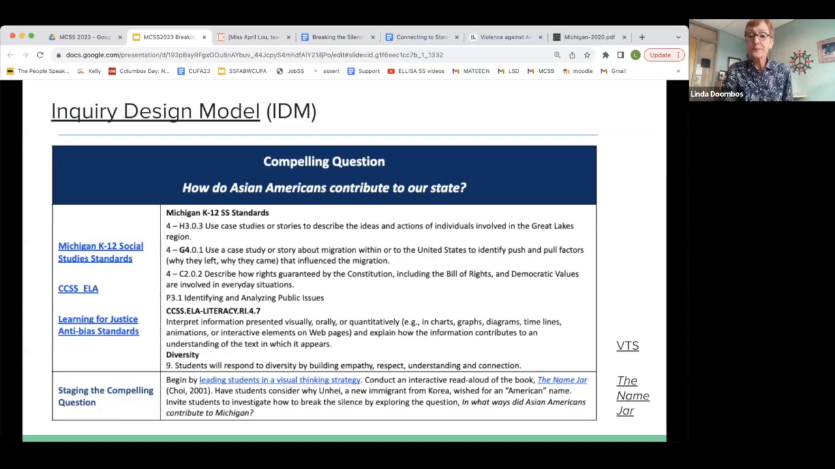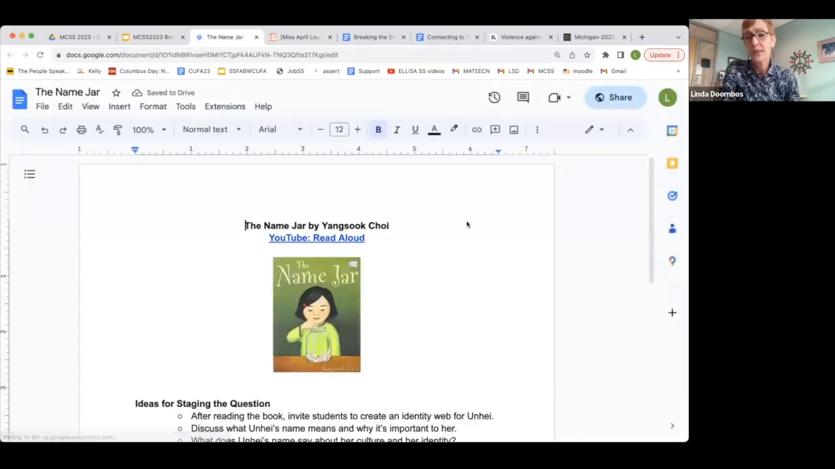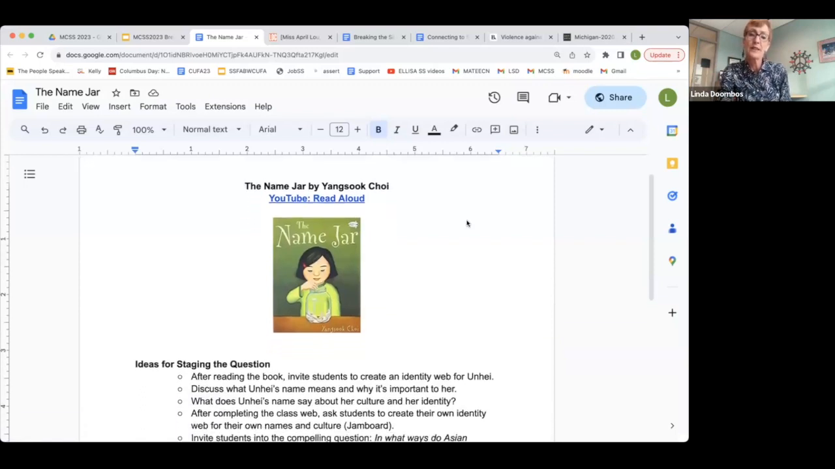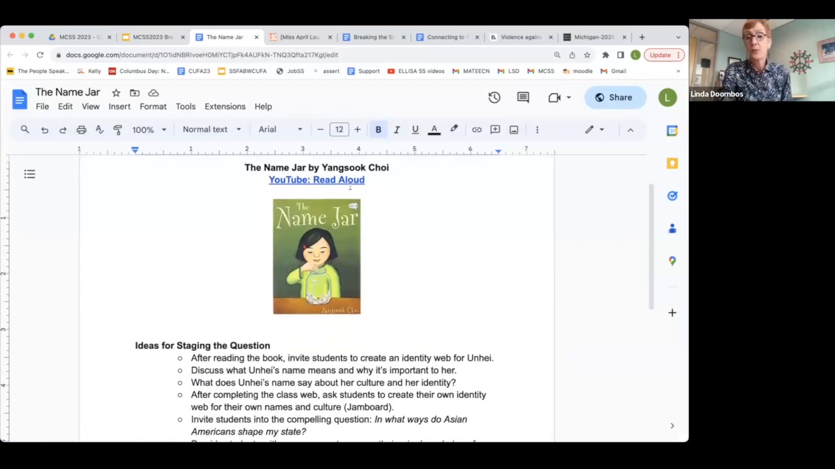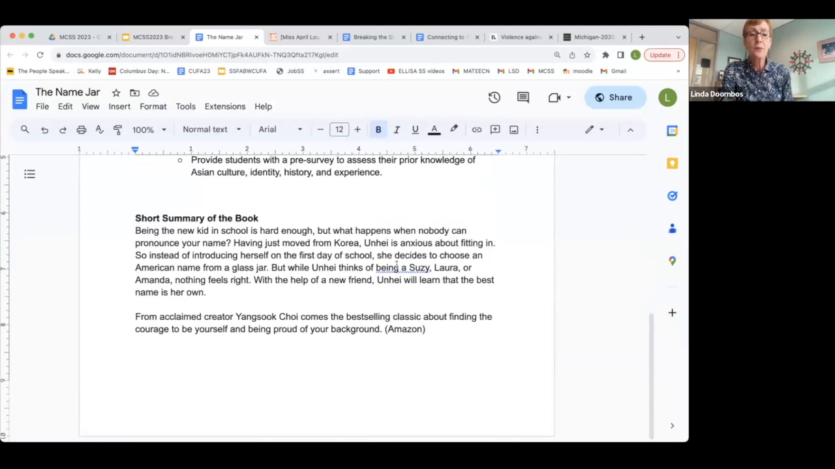in our state. And so to also what could be done to invite students into this investigation is a book called The Name Jar. And for each of the books that I have included, what I've done is done a similar Google page like this, where you can see the read aloud so you can become familiar with the book. It gives ideas for how to interact with students with the book, short summary of it.